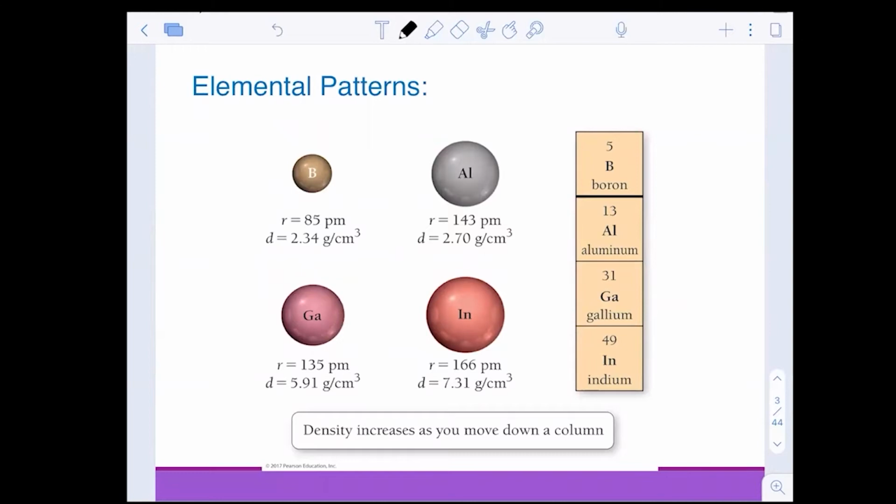Let's just get into a couple of elemental patterns. First, density was one. Atomic radius is another one. When we look at moving down a column, this is just a pulled out version of that same column where we had aluminum and indium in the previous example. What we see is density does increase. Boron's density is the smallest. Indium's density is the biggest. And we also see the radius increases, with 85 picometers for boron all the way up to 166 picometers for indium. We'll talk more about these trends and what really causes them.